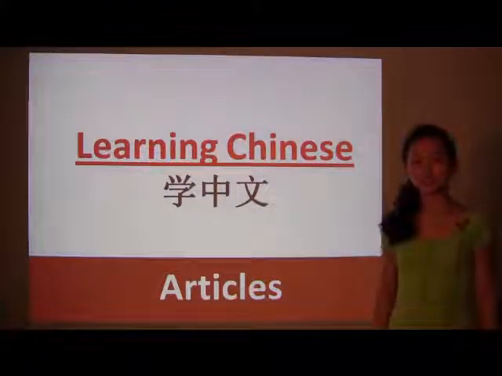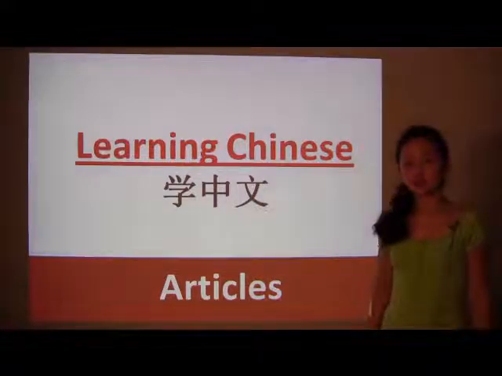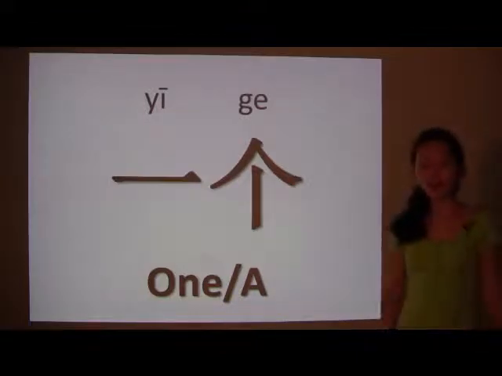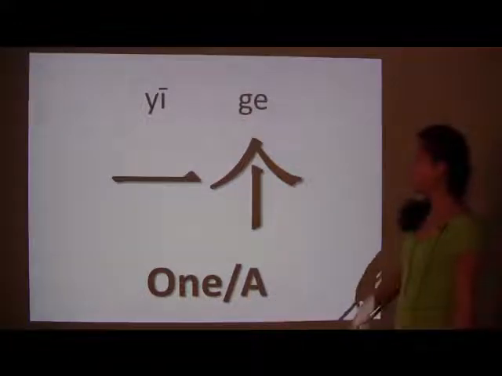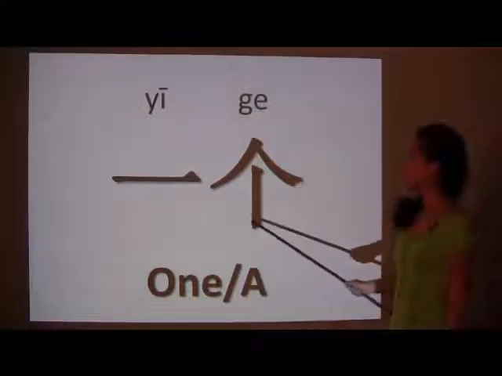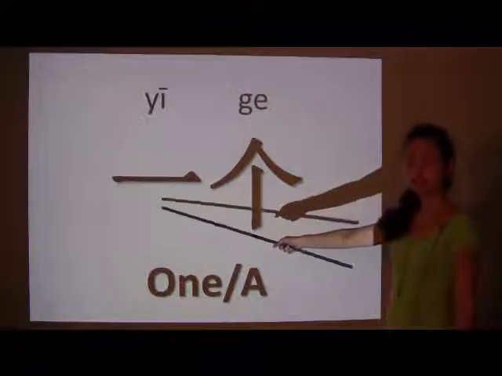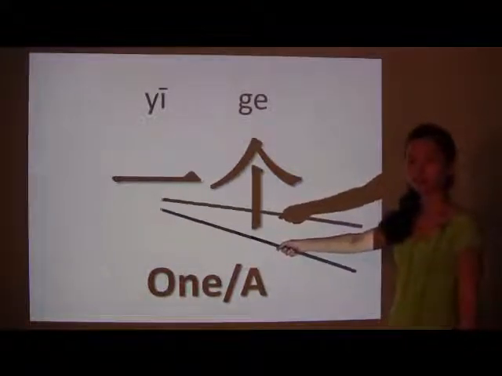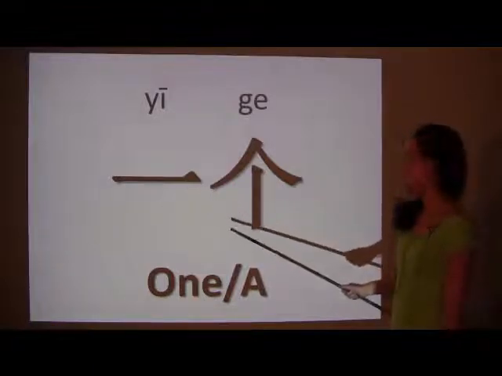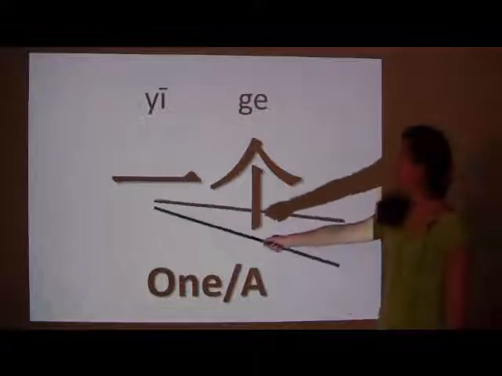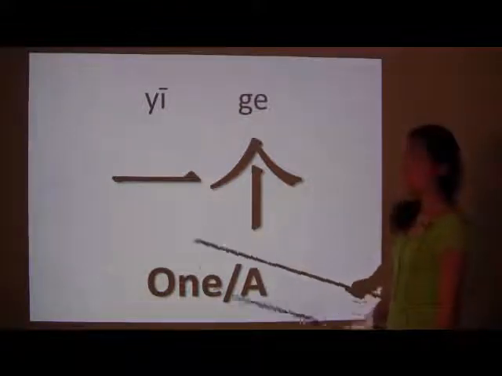Today we'll talk about articles, the words that you use to say how many. So the first one is you say, I have a cat or a book, for example. So in Chinese we say, 一个. Yi is one, so that would make sense when you're saying I have a, since a means one, and ge is the term we use. So together you say 一个.